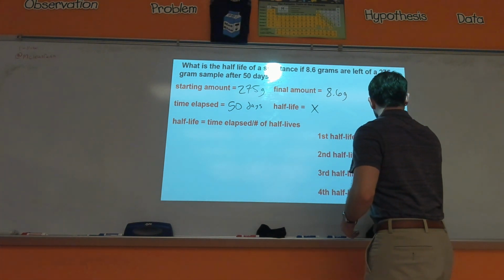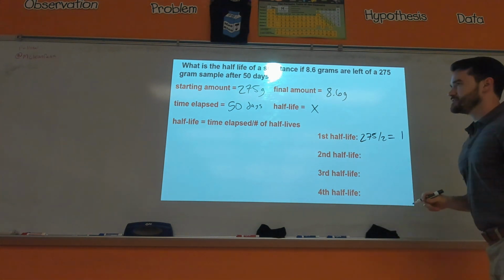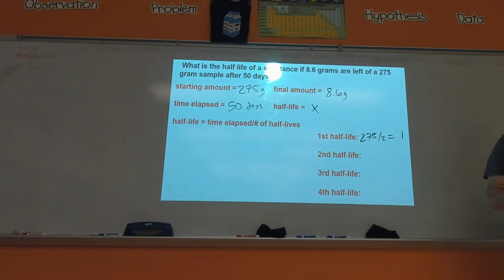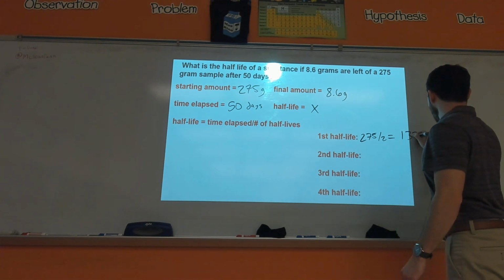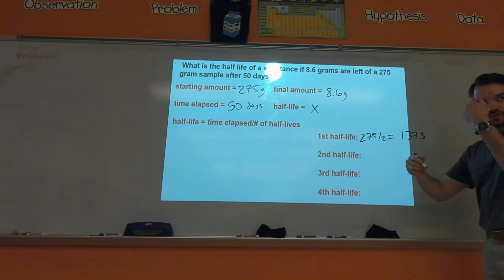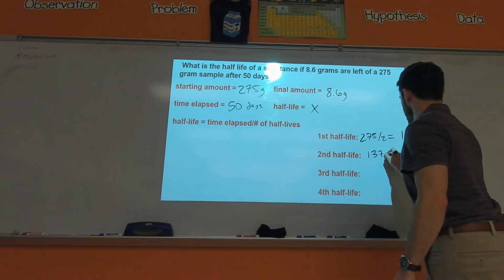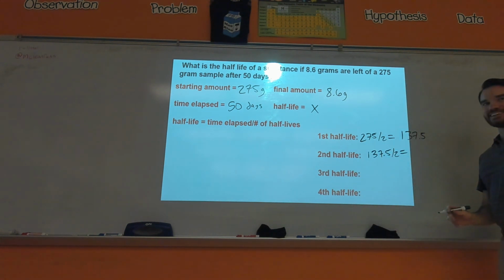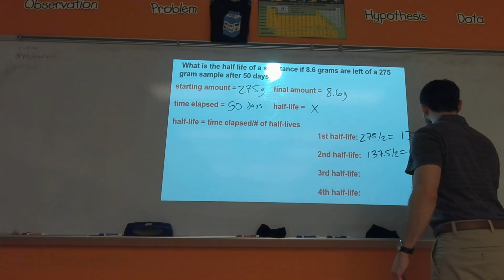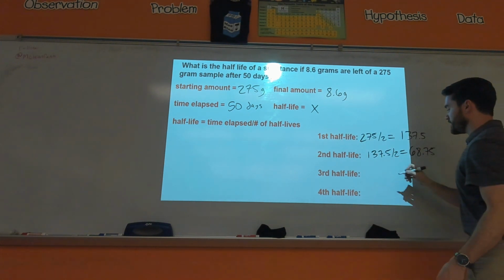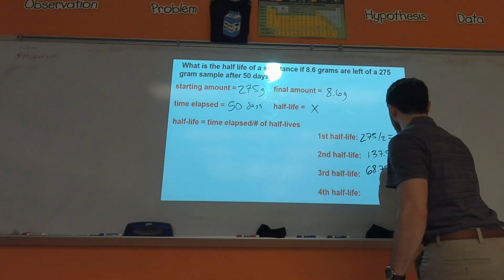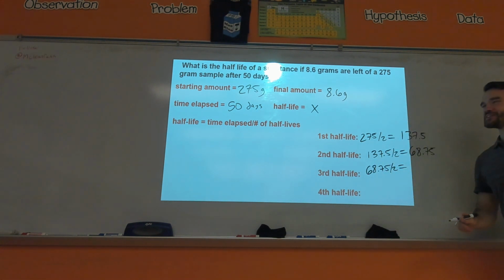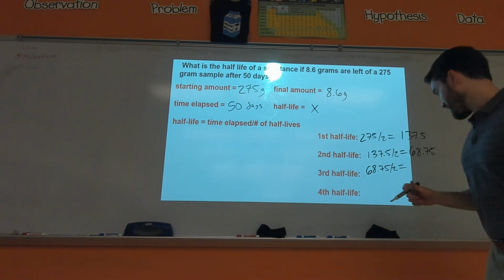275 divided by 2. That would give us 137.5. Am I right? Okay. 137.5. Well, let's do a second half-life. Oh boy. 68.75. Okay. We're not there yet, so let's do a third. After 3, my brain starts to break and we get to 34.375. Okay. Cool.